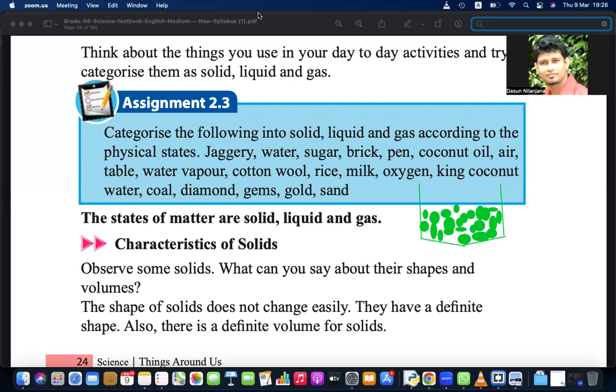Solid will have a definite volume. It has a definite volume.